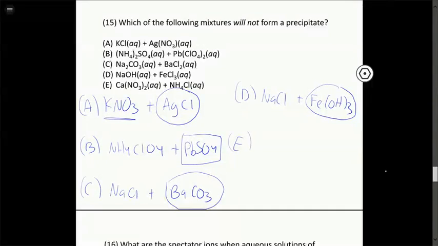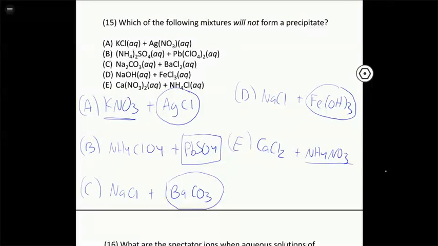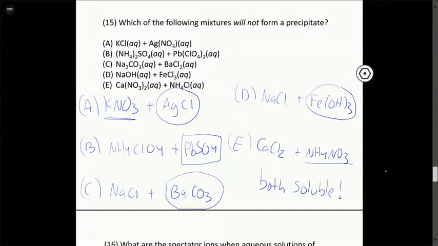So all of these so far have formed a precipitate, so let's see if choice E by default should be the answer. When we pair these two, calcium nitrate with ammonium chloride, we get calcium chloride and ammonium nitrate. This one is very obviously soluble because it's ammonium, which is always soluble, and nitrate, which is always soluble. For calcium chloride, most halides are soluble unless they're paired with silver, lead, and a couple other exceptions. All of the group 1 and group 2 halides are going to be soluble, so both of these compounds are soluble, which means there won't be any precipitate when we mix these solutions together. So choice E is the correct answer.